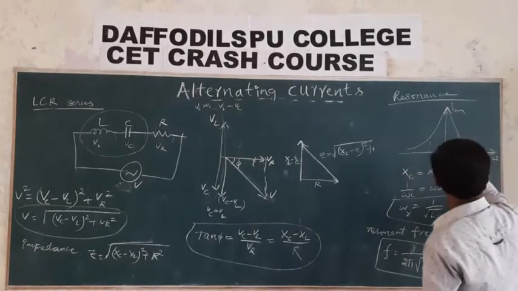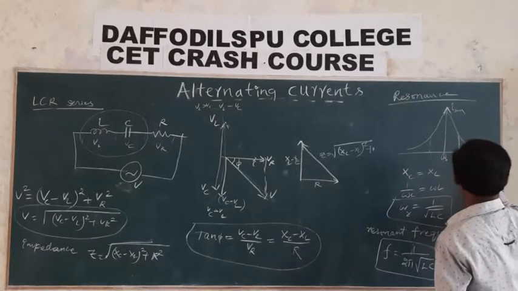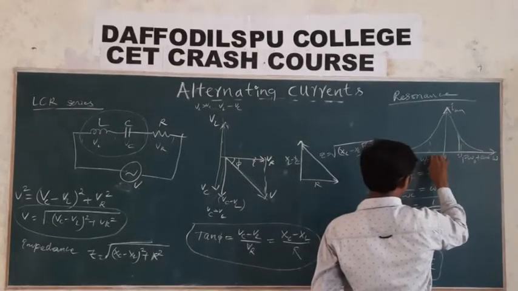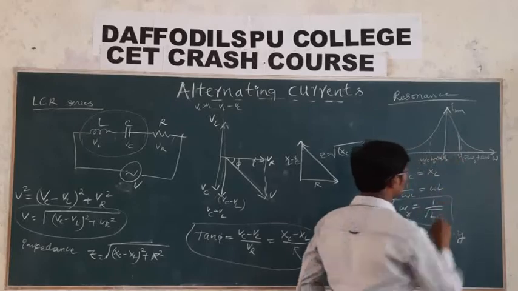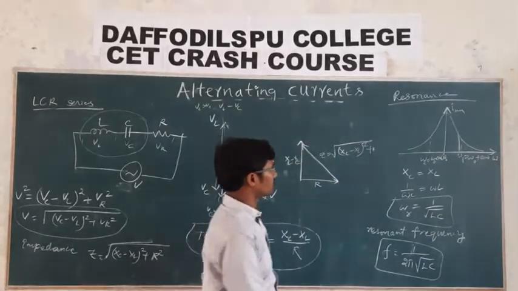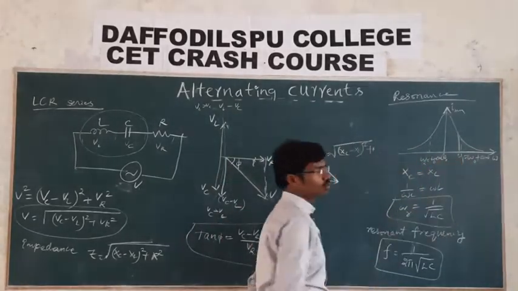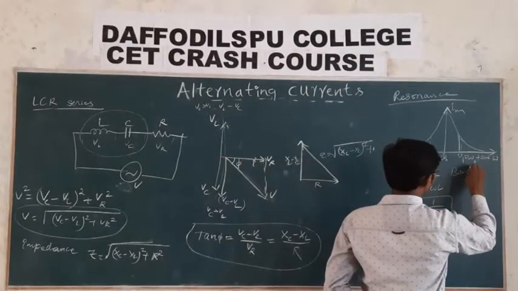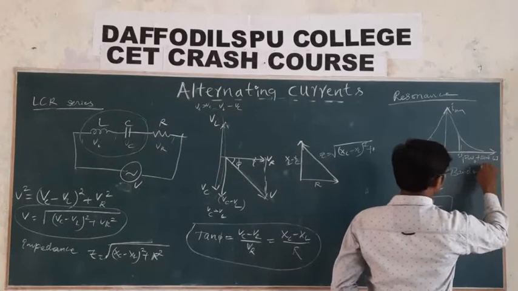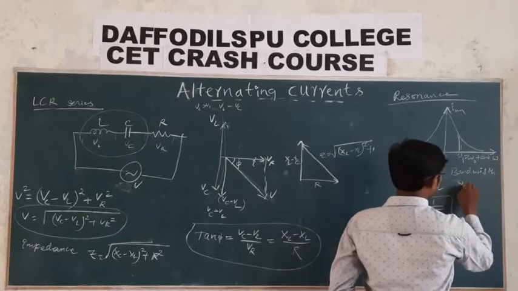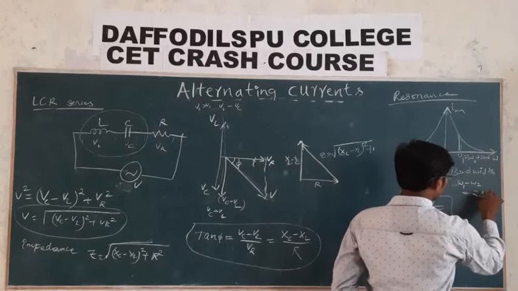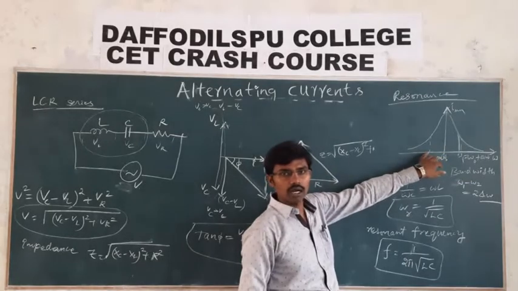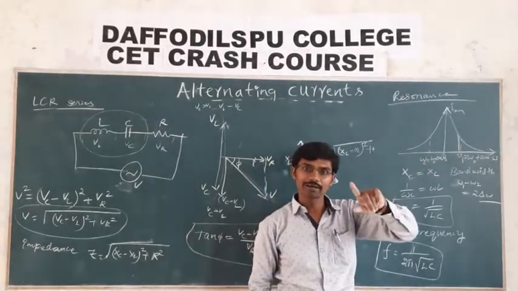Now omega 1 is equal to omega naught plus delta omega, and omega 2 is equal to omega naught minus delta omega. Then bandwidth is nothing but omega 1 minus omega 2. So bandwidth is equal to omega 1 minus omega 2, equal to 2 delta omega. And omega 1 and omega 2 are called half power frequencies.